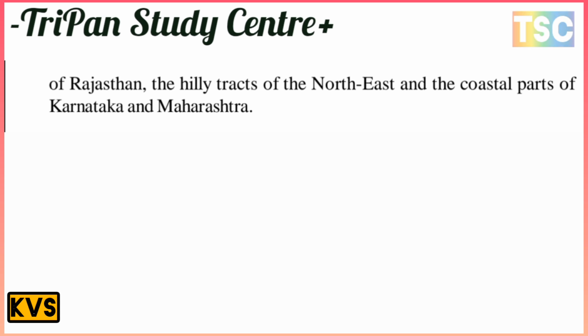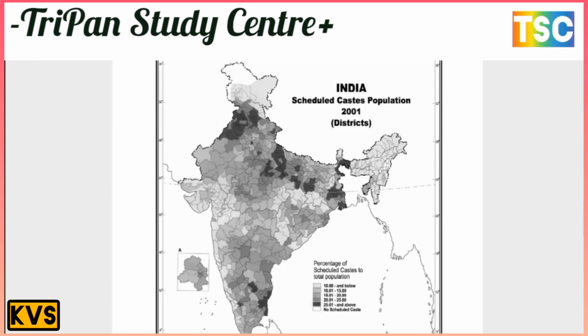Let's see the map. There is a very important map here showing the scheduled caste population. Here is the map of the percentage of scheduled caste population by district, 2001. This is shown on the screen. The categories show 10 and above, and the most important one, 25.0 and above.